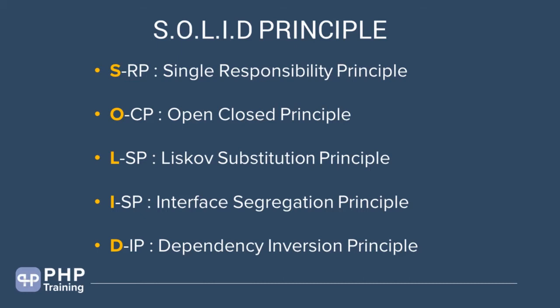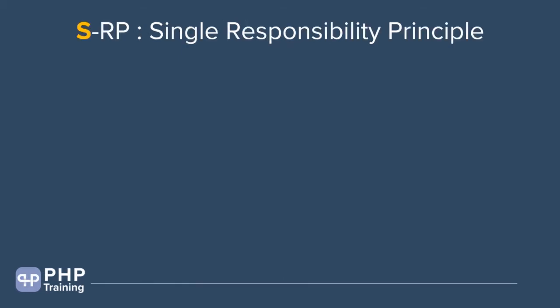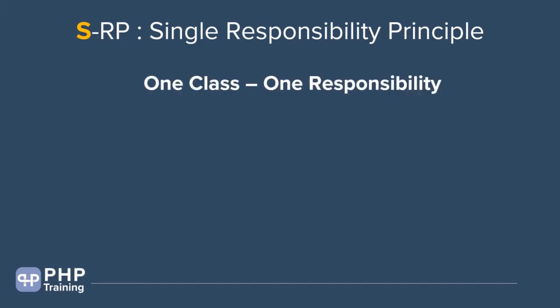The first principle is the single responsibility principle. It starts with S, and here is the principle: one class, one responsibility. What it means is that when you write a class, your class should think about one responsibility. That class must do only one job. That's the principle you have to follow when you define a class.